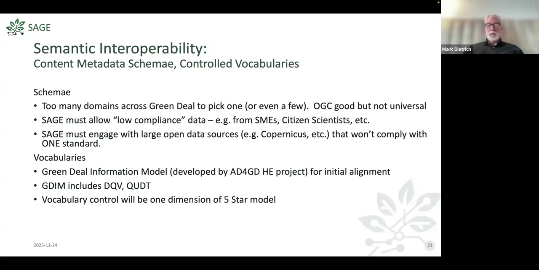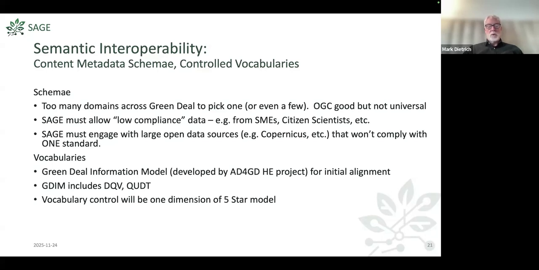We also need to allow low compliance data. A lot of what's going on in the Green Deal is to enable participation from small and medium-sized enterprises as well as citizen scientists. So this is a low compliance situation. And we also need to be able to support large data sources, such as ones from Copernicus, that also won't comply with one of our standards. They have their own standards. We have developed a Green Deal information model that was originally developed by a predecessor project called All Data for Green Deal, a Horizon Europe project. So this will provide a good starting point. It includes data quality vocabulary as well as quantities and units.